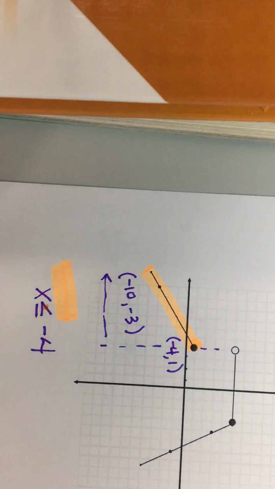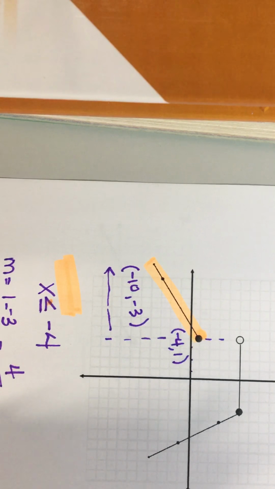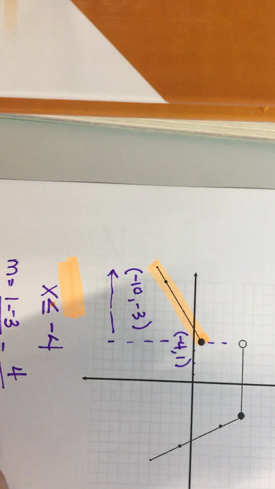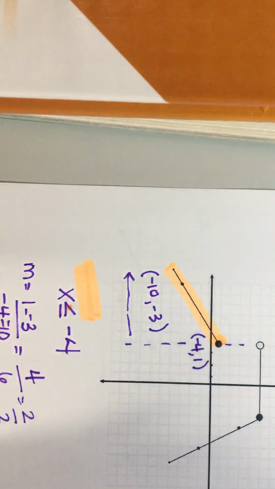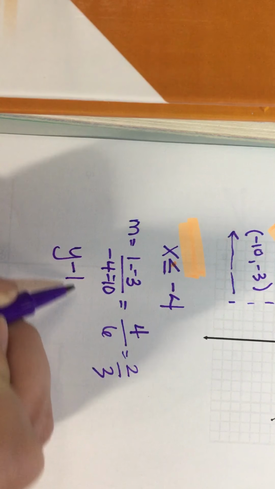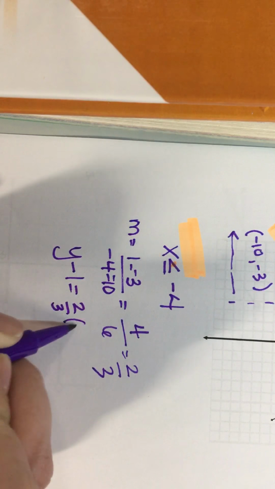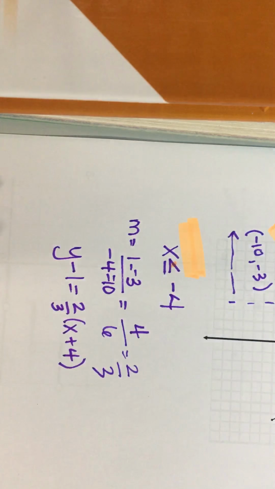Now I can find my slope. 1 minus -3 over -4 minus -10. So you get 4 over 6, so 2/3. Okay, so if I go from one point to the next, it's up 2 over 3, up 2 over 3. So I have slope. Now I just need to give me an equation. So y minus 1 equals 2/3 (x plus 4). You could also have used the other point and gotten the same thing.